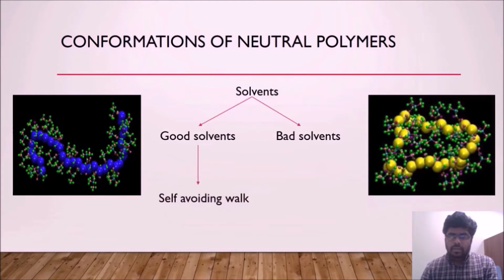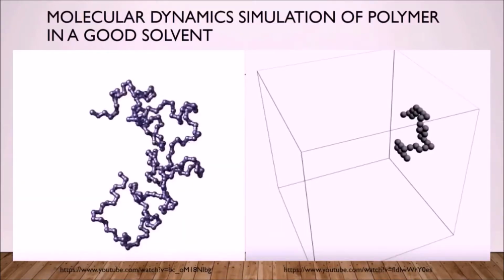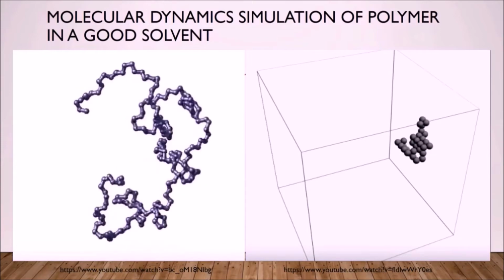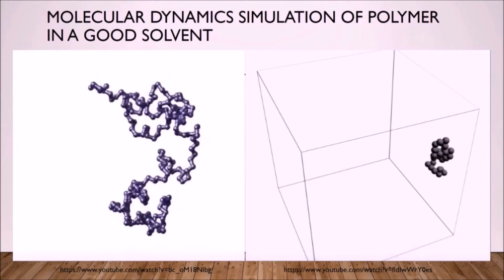This conformation was called a self-avoiding walk by Werner Kuhn in 1934. But for bad solvents, polymer molecules tend to be surrounded by other polymer molecules, and hence they collapse into a globule as shown in the figure. Now we'll look at some animations to understand these conformations. These video clips show the molecular dynamic simulation of self-avoiding walks of a polymer in a good solvent.